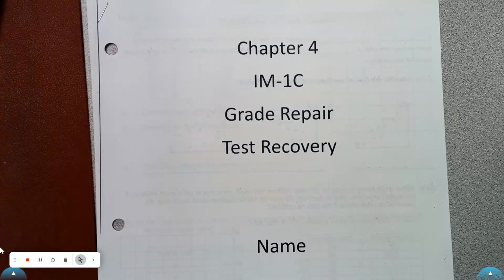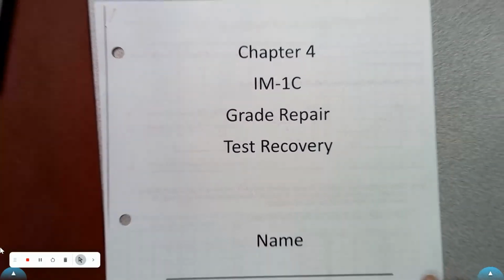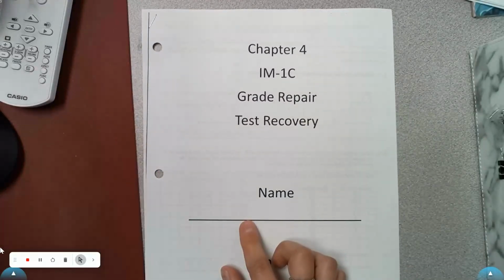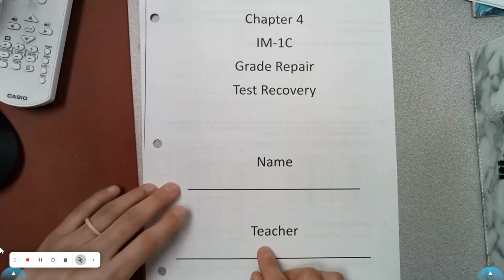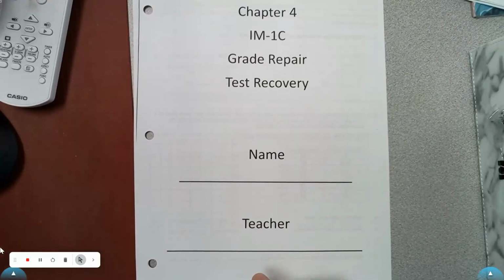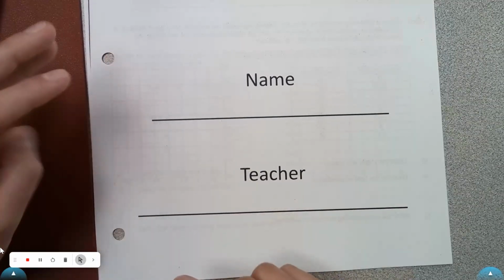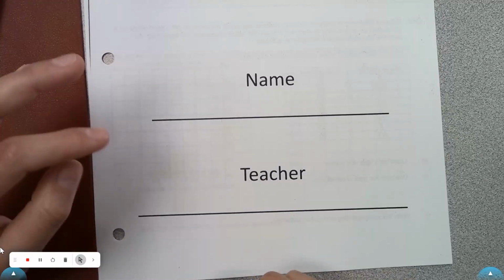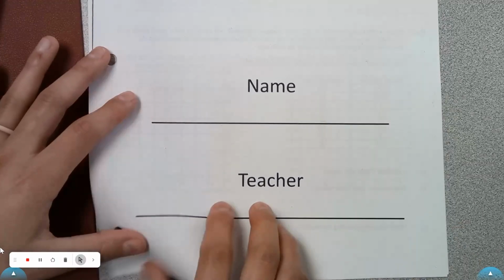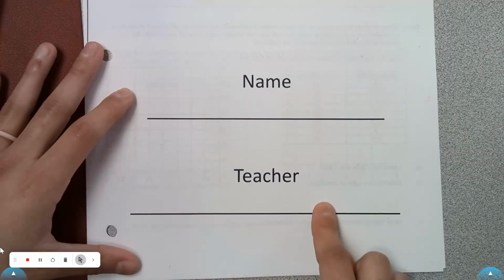Okay, so this is chapter 4, IM-1, grade repair test recovery. Where it says name, you're going to write your name. And then where it says teacher, you're going to write your teacher. So whoever your teacher is, so Miss Robinson, Miss Dew, Miss Torkelson, Mr. New, Mr. Lopez, Miss Rubio. If any of those are your teachers, you'll write their name here.